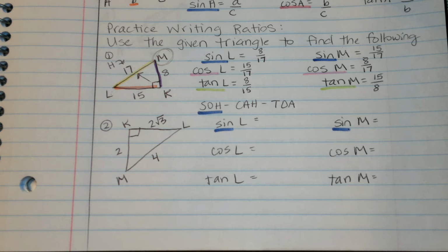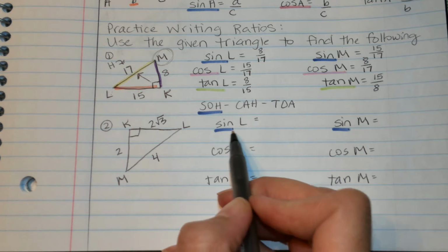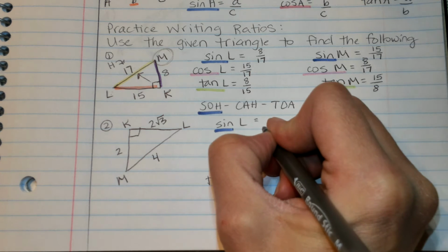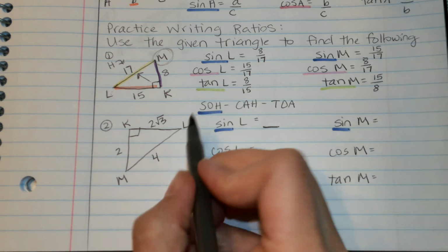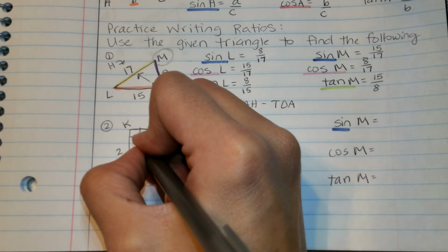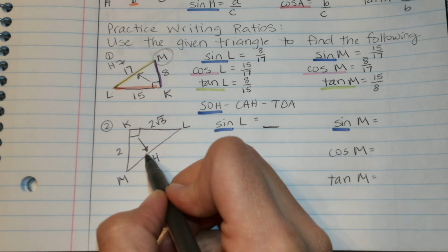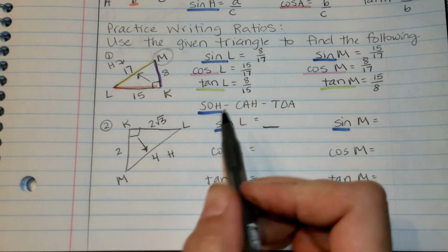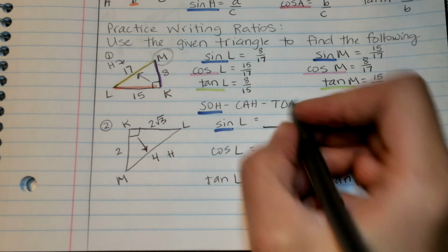So I'm going to look from L first. Sine is SOH, opposite over hypotenuse. I left more room on this one so I could write neater. For sine L, my ratio would be opposite over hypotenuse. Always notice which one's the hypotenuse. I always draw an arrow across from the right angle so that I know that this is my H. So sine from L is opposite over hypotenuse, so 2 over 4.